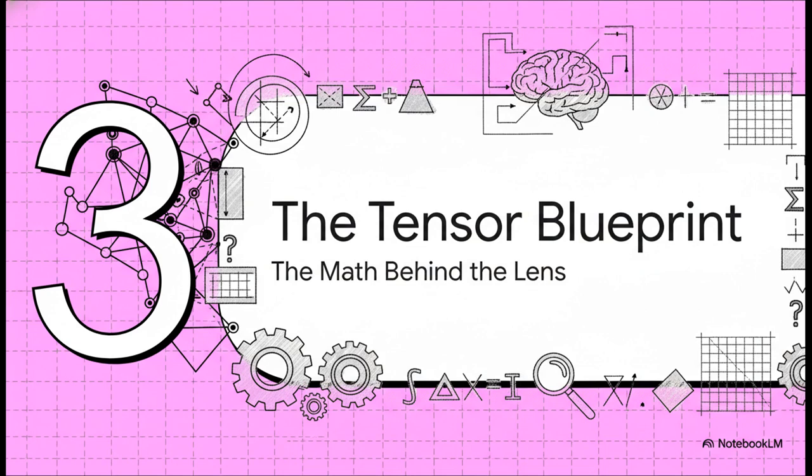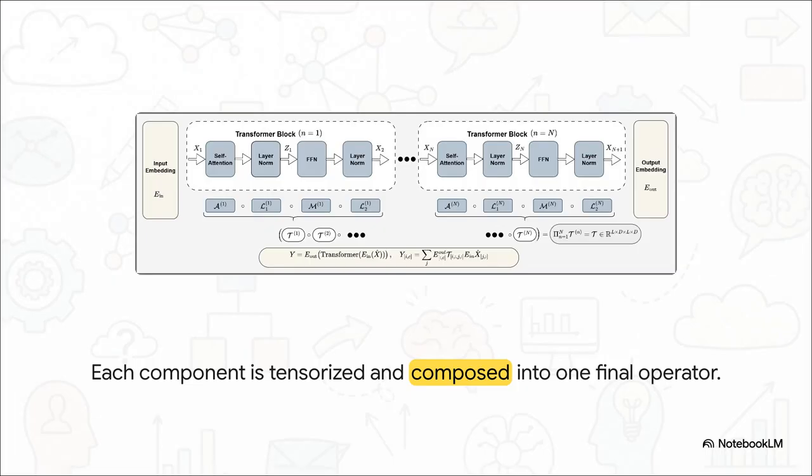So, you're probably wondering, how on earth do they actually build this thing? Okay, let's dive into the math, the actual blueprint for creating this lens. Think of this diagram from the paper as our roadmap. You can see how they take each little piece of a transformer block, the self-attention, the layer norm, the FFNs, and they convert each one into its own tensor operator. See the A, L, and M? Then they compose them, basically multiply them together, to get one tensor for that entire block. And they just keep doing that for every layer in the model.